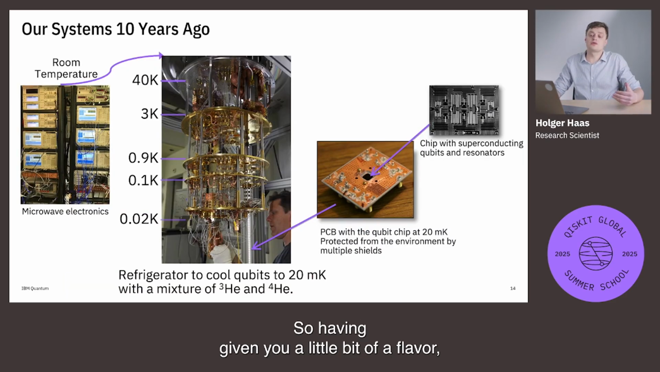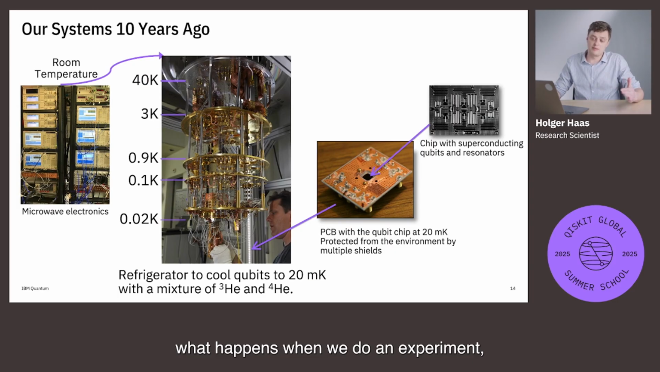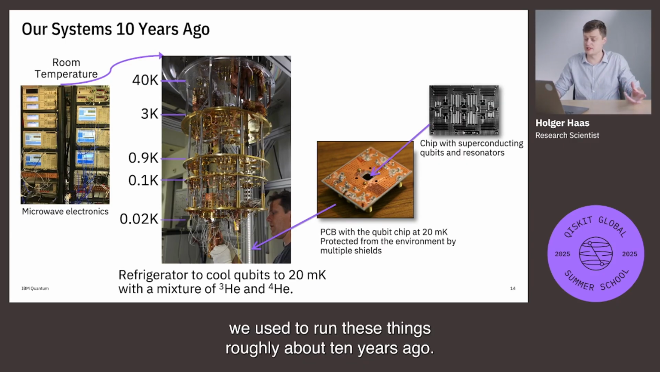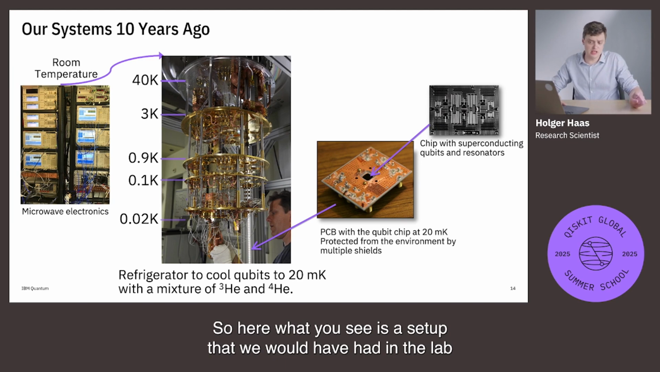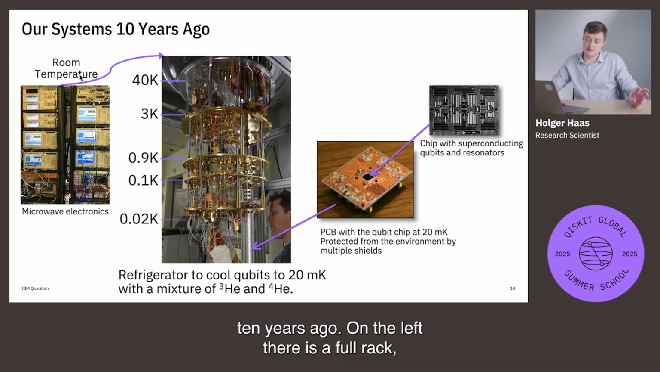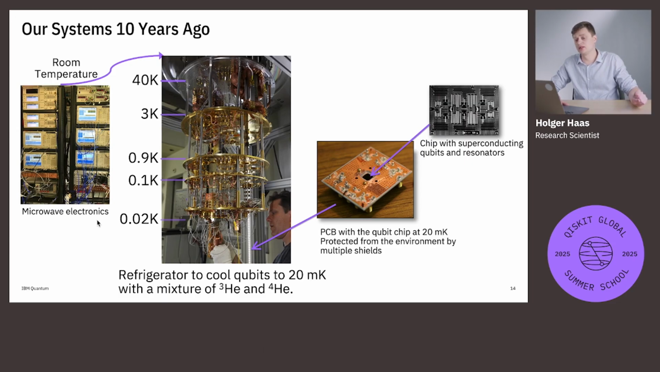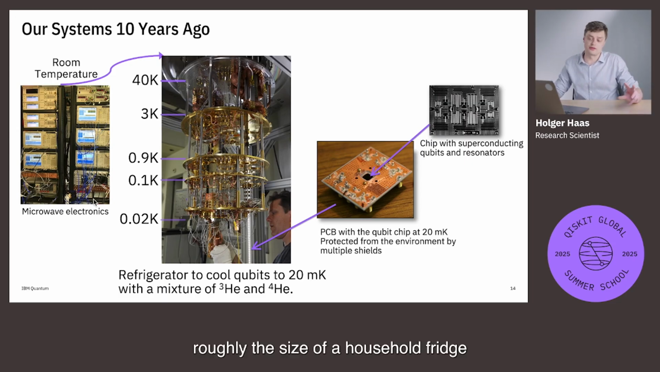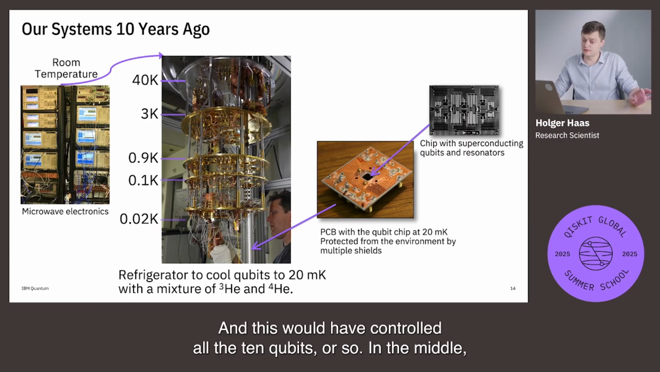So having given you a little bit of a flavor of what happens when we do an experiment, I now want to show you how we used to run these things roughly about 10 years ago. So here what you see is a setup that we would have had in the lab 10 years ago. On the left, there is a full rack, roughly the size of a household fridge or so, full of microwave electronics. And this would have controlled order 10 qubits or so.